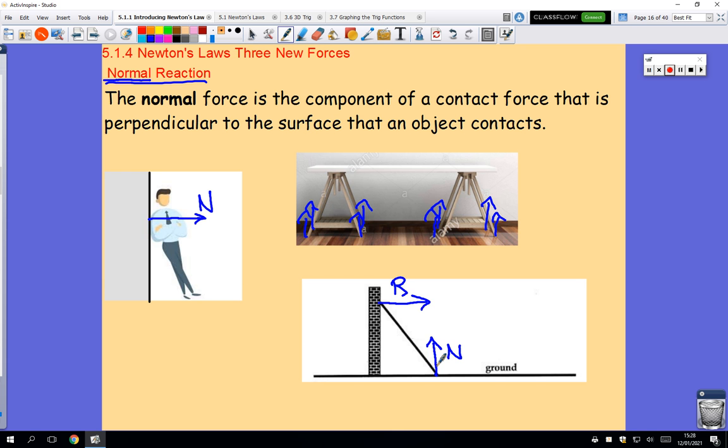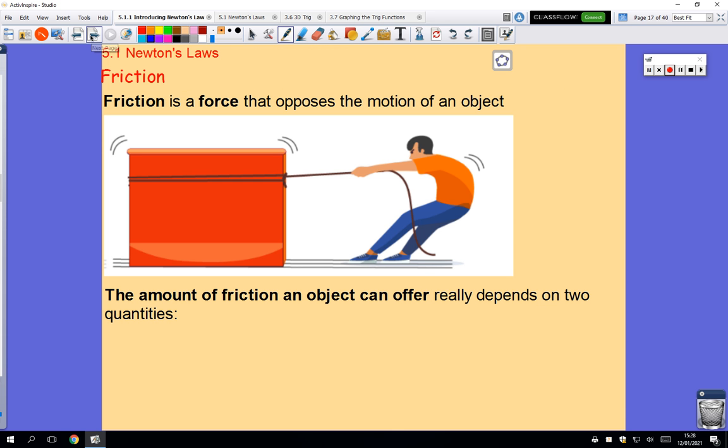The last force I want to talk about is what we call the friction force. Friction is a force that opposes the motion of an object. So this is an important word here. Friction is always going to oppose the motion of an object. If an object is not moving, or not trying to move, I should say, well then there won't be any friction. If I'm trying to move an object, for example, slide this big box across the floor here, there's going to be friction.